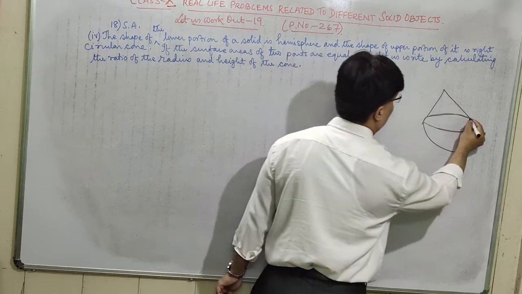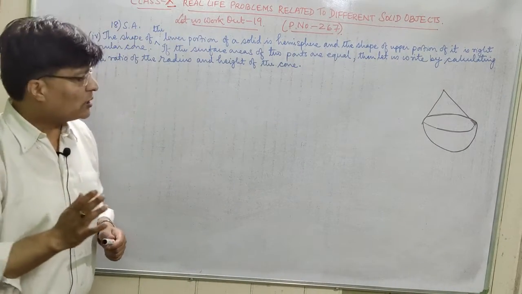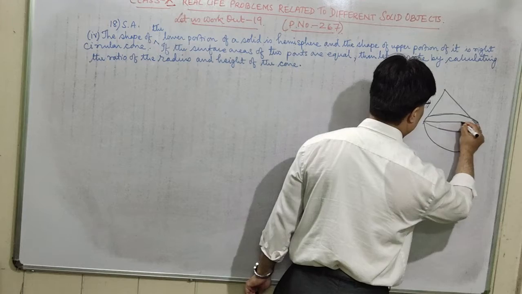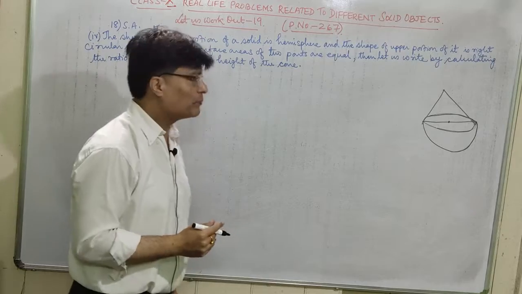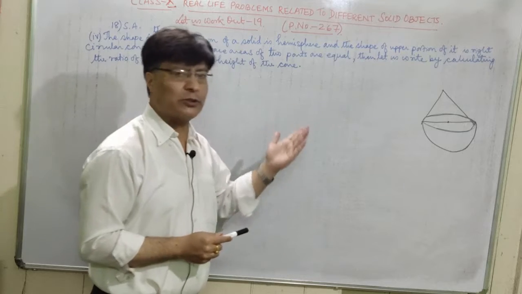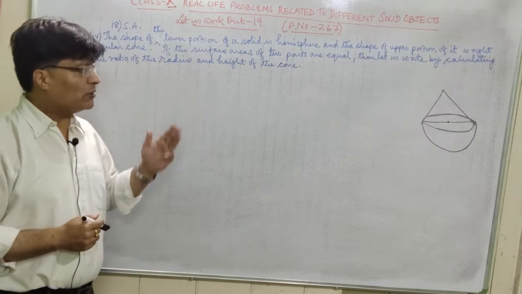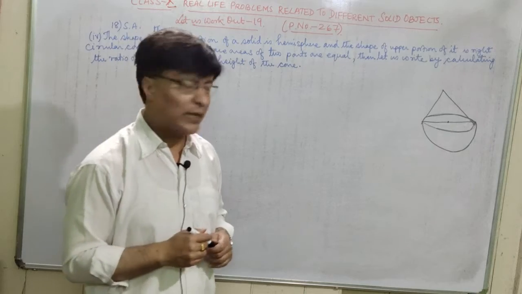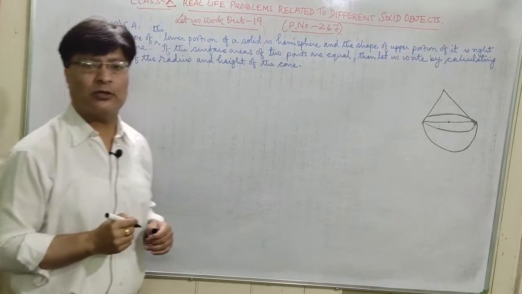The upper portion is of cone shape. So in the question it is given that their surface areas are equal. This is the base of the cone, and it is also the upper portion of the hemisphere. In this solid, the upper portion is a right circular cone and the lower portion is the hemisphere, and both these shapes have the same surface areas. You have to find out the ratio of the radius and the height of the cone.